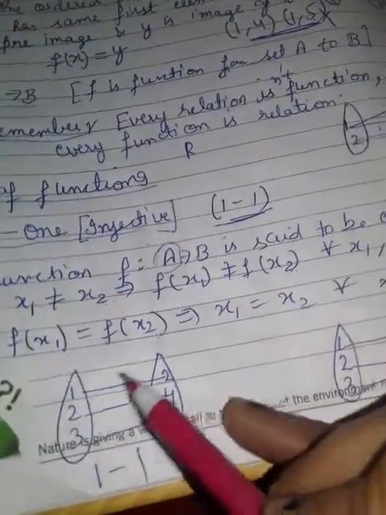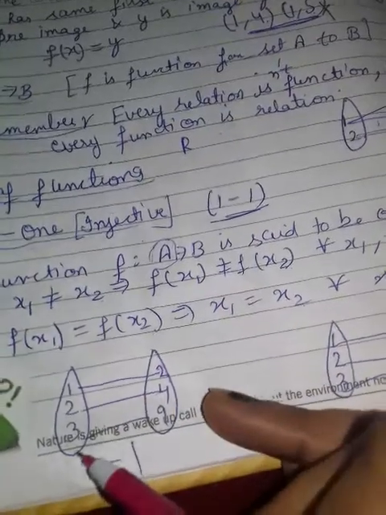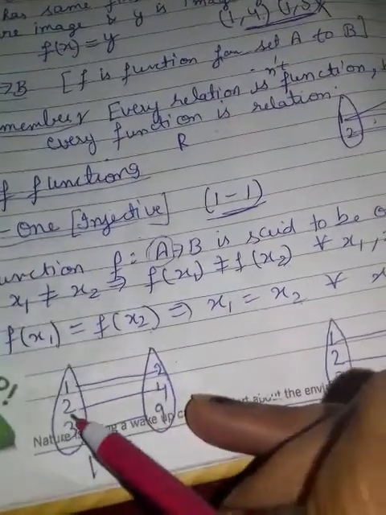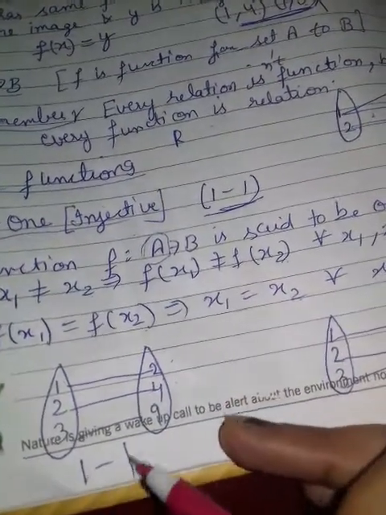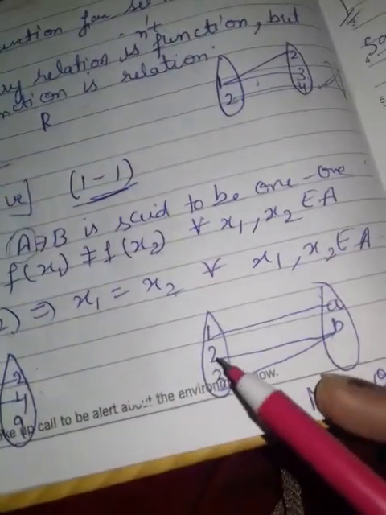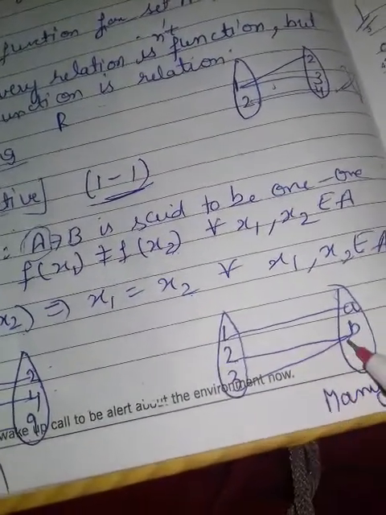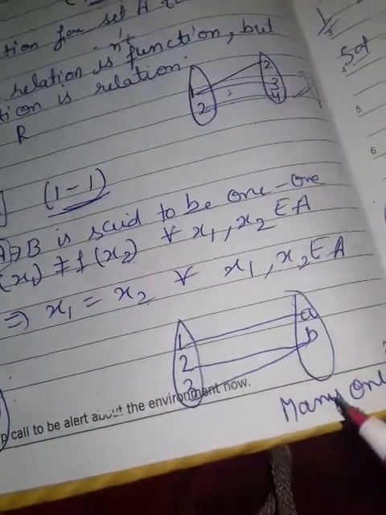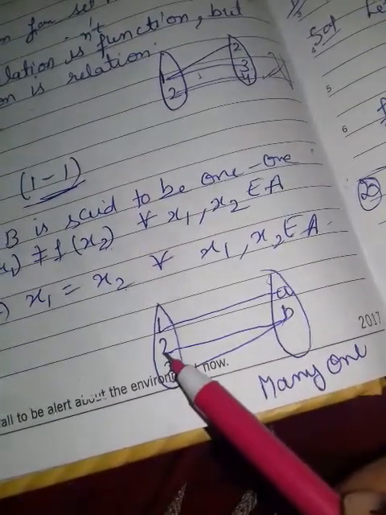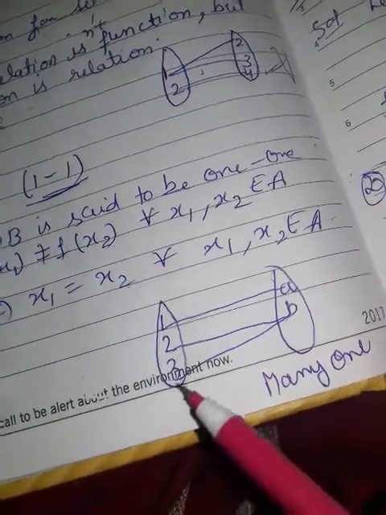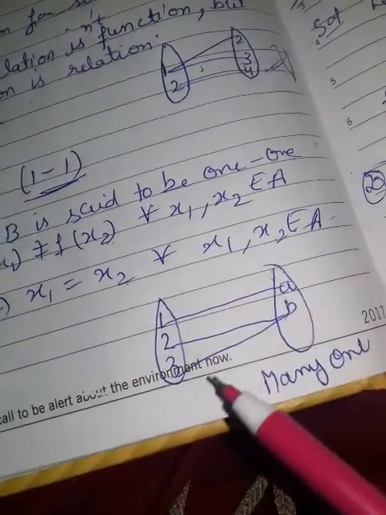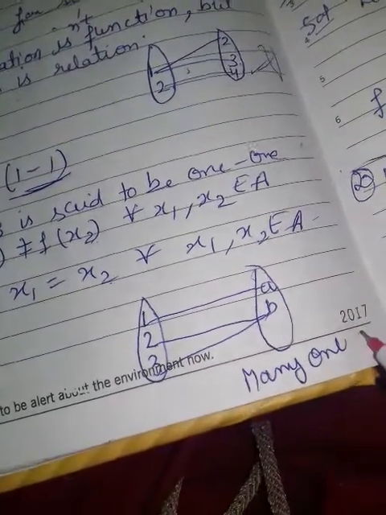Like this: 1 is giving 2, 2 is giving 4, 3 is giving 9. Every element has a unique image, so it is one-one. If two elements have the same image, you say it is many-one, because when you put 2 you get b, and putting 3 you also get b. This is known as a many-one function.